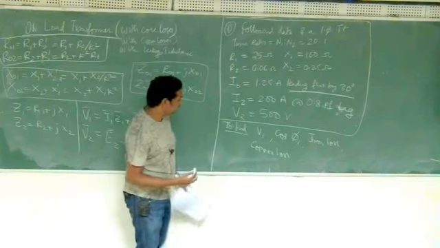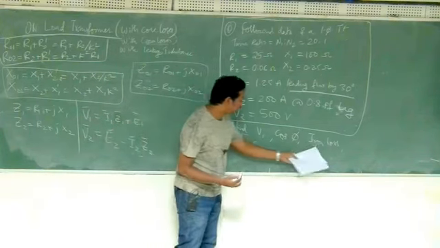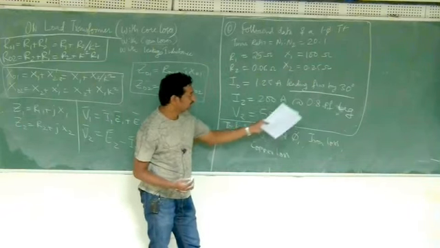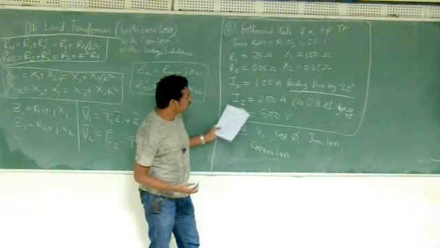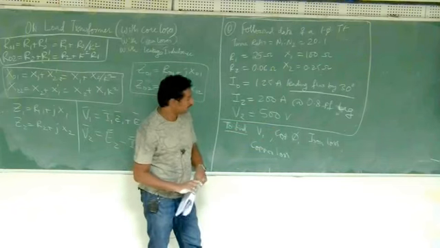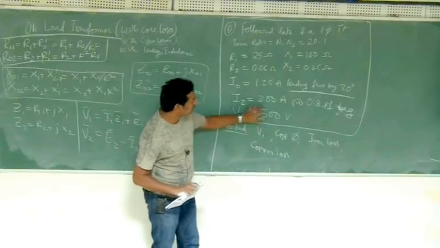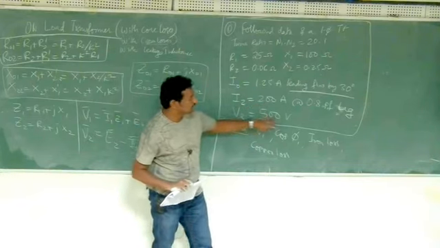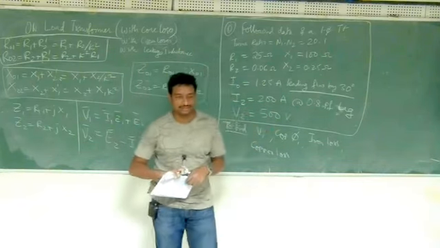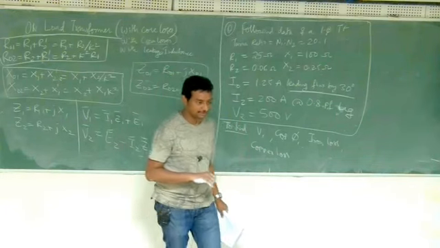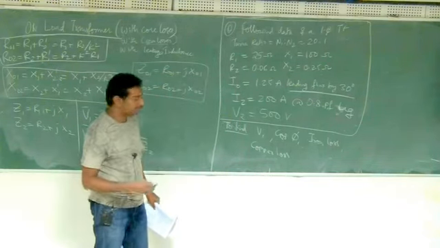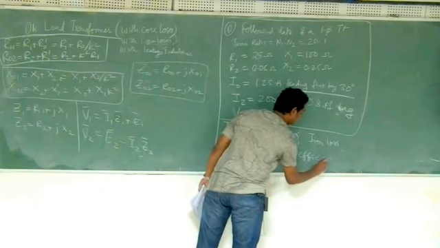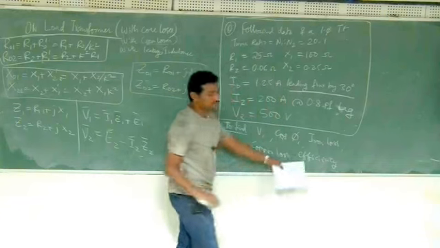So if I know iron loss and copper loss and I know the output, what is the output? V2 I2 cos phi 2, that is the output. So 500 into 200 is 100,000, into 0.8, that's 80,000. That means 80 kilowatts is the output. So how many kilowatts are the losses, and based on that I can find the efficiency of the transformer. What is the efficiency of the transformer?